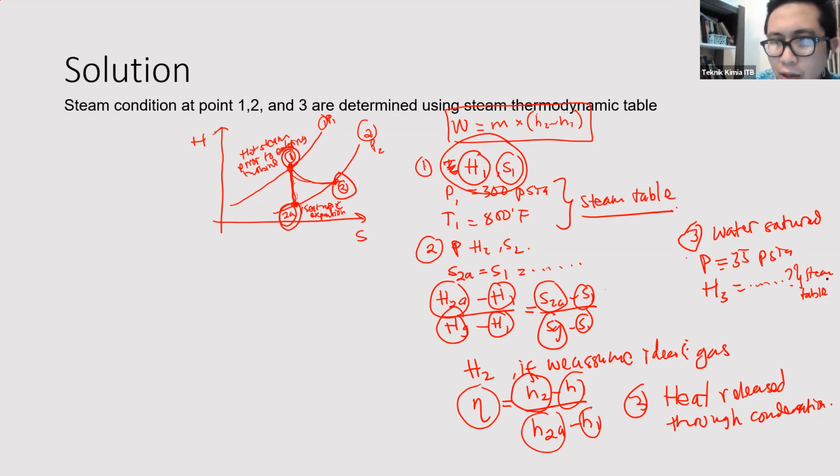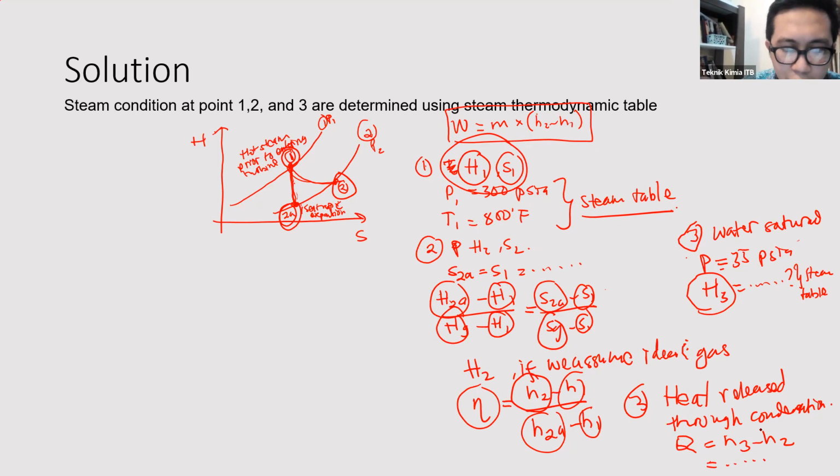So you can have a look through it in order to get the enthalpy of the saturated liquid in this case, with the pressure of 35 psia and temperature of 259 degrees Fahrenheit. After that, we can calculate the heat release through the condensation, where the formula is Q equals H3 minus H2, the enthalpy of point number 3, which is the saturated water, minus the saturated steam, or condition number 2. So you will get the heat release due to the condensation process.